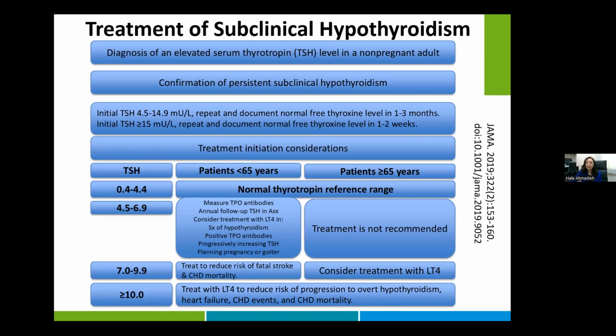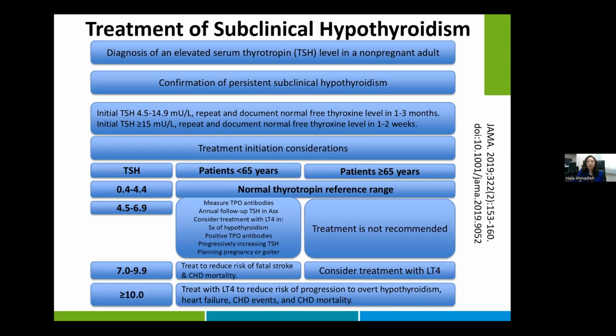So given that subclinical hypothyroidism exists in 10% of adults, it's important to know what to do about it. Basically, the first thing to be done is to repeat the thyroid test and confirm that subclinical hypothyroidism really exists. With regards to the treatment, it really depends whether we're dealing with a young or an elderly individual. Usually, for all individuals, if the TSH reaches 10 or above, even if the T4 and the T3 are normal, the evidence showed that it's better to treat those individuals with LT4 to decrease the risk of progression to overt hypothyroidism and to decrease the risk of having cardiac events or heart failure.